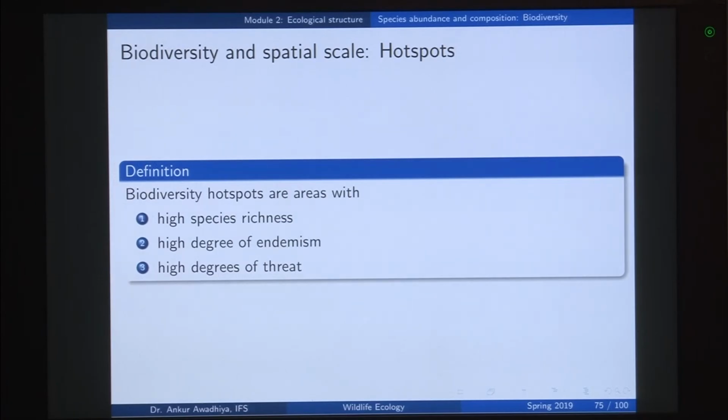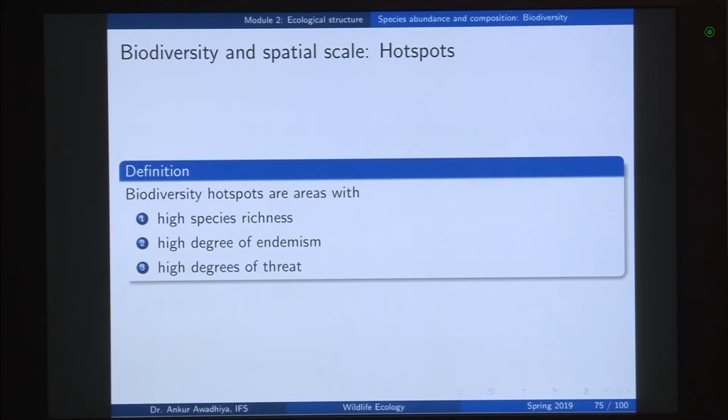Or for instance, let us consider the equatorial rainforests. A number of equatorial rainforests are being cut down to gather timber, or to create settlements, or to construct roads, or to extract minerals by converting those areas into mining areas. So, there again, because these ecosystems are getting destroyed, we will say that they have a high degree of threat.